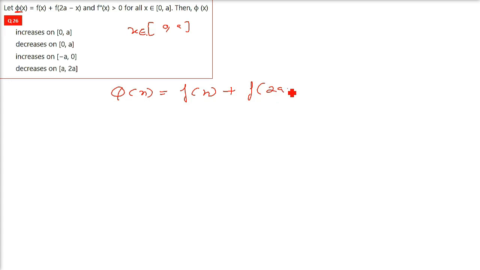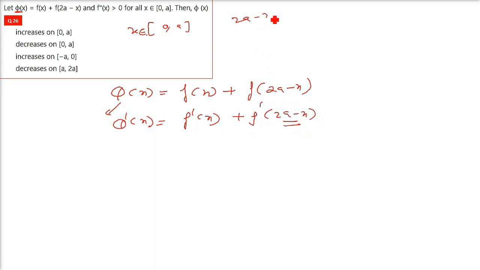So phi(x) is given as f(x) plus f(2a minus x). The best thing is to differentiate it. Let us differentiate it. So phi dash x you can write as f dash x plus f dash (2a minus x), and then the differentiation of 2a minus x, which is minus 1. I'm replacing it. I don't write many steps, I do it here only. So I just placed it as negative. This has to be written separately, but I have just written it to save our time.